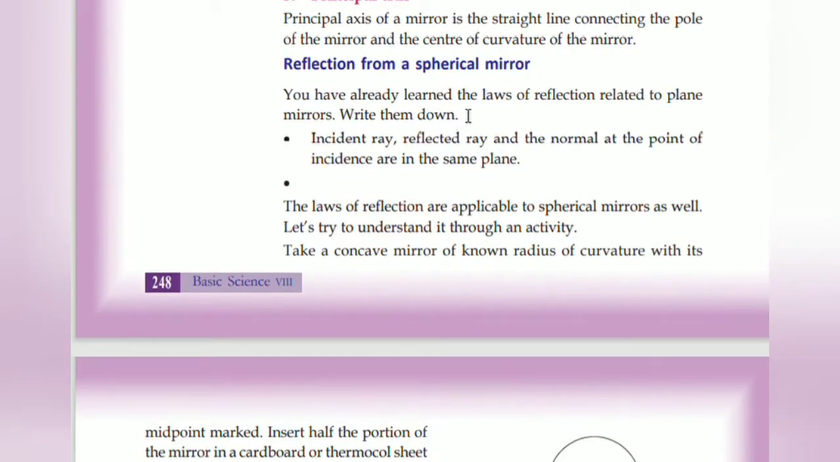Reflection from a spherical mirror. You have already learned the laws of reflection related to plane mirrors. Incident ray, reflected ray and the normal at the point of incidence are in the same plane. The laws of reflection are applicable to spherical mirrors as well.